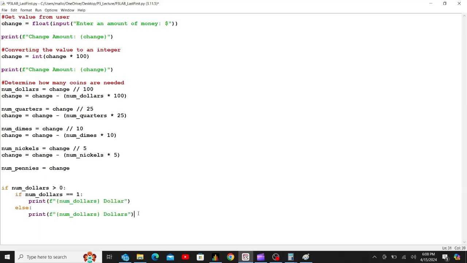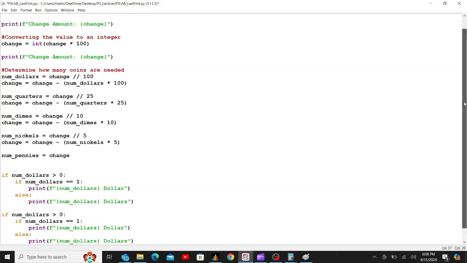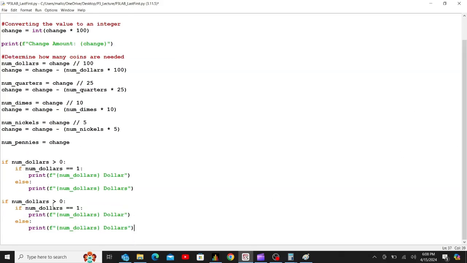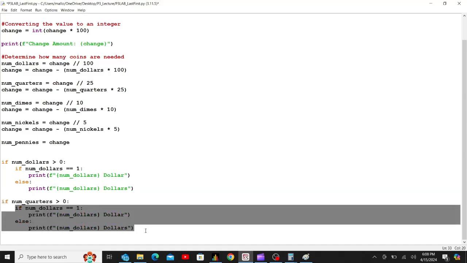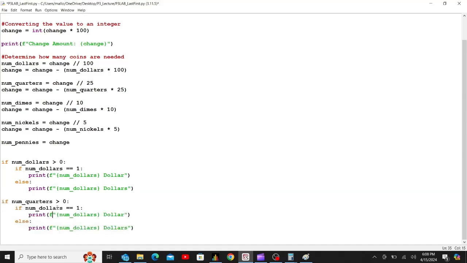All right, so I copied all those lines. I'm going to come down here and I'm going to come all the way back up against the left margin. And I'm going to paste this code in. All right, now we're going to talk about our number of quarters. So if the number of quarters is greater than 0, we go into this code here. All right, make sure that you change it to quarters in all of these places over here.